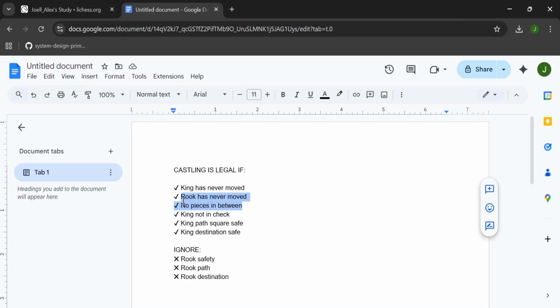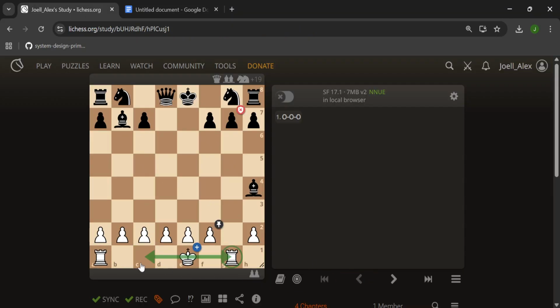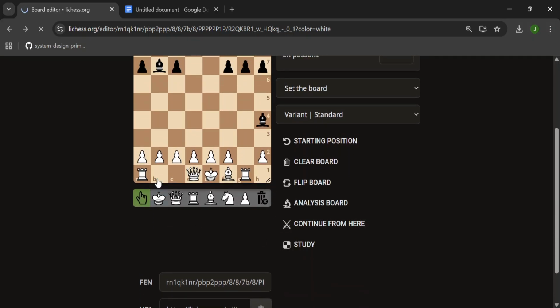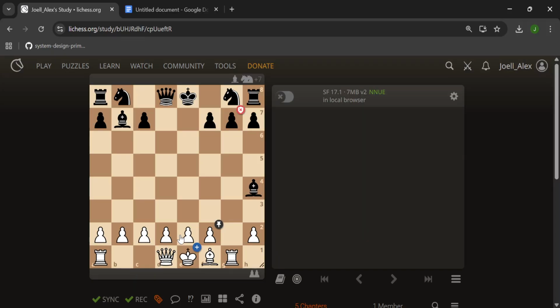There are no pieces in between. If you take a look, there are no pieces between the king and the rook. Let me show an example of where castling wouldn't be allowed if we had a piece in between. Let's say we had the queen in between and one of the other pieces in between. Since there's no clear path between the rook and the king, we are unable to move.